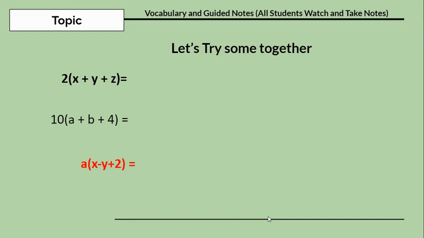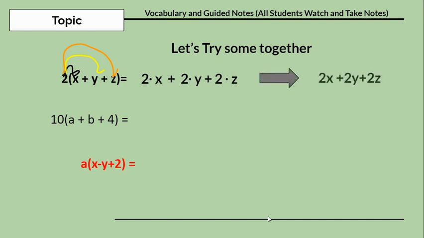So now we have a 2 on the outside, and we're just going to distribute it to all the letters. So 2 times x, 2 times y, 2 times z. And when we rewrite them, when they're next to each other, it's like they're being multiplied together.